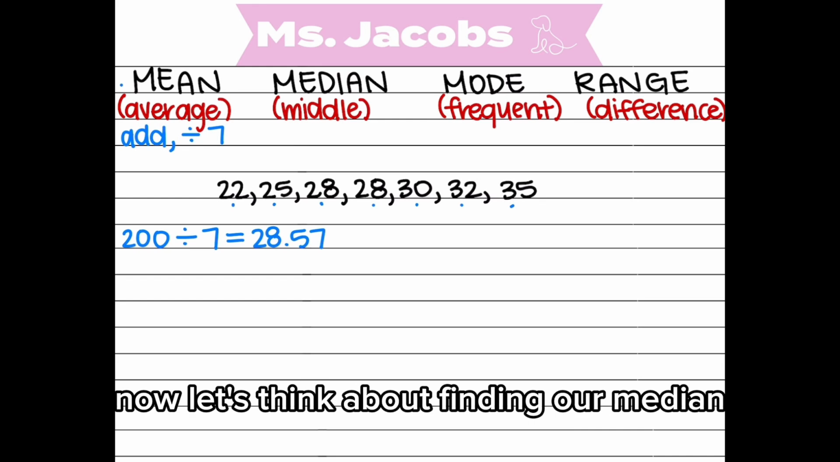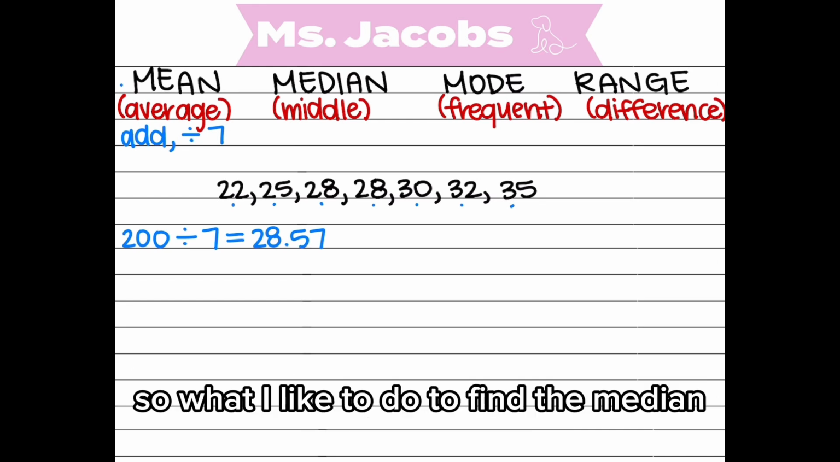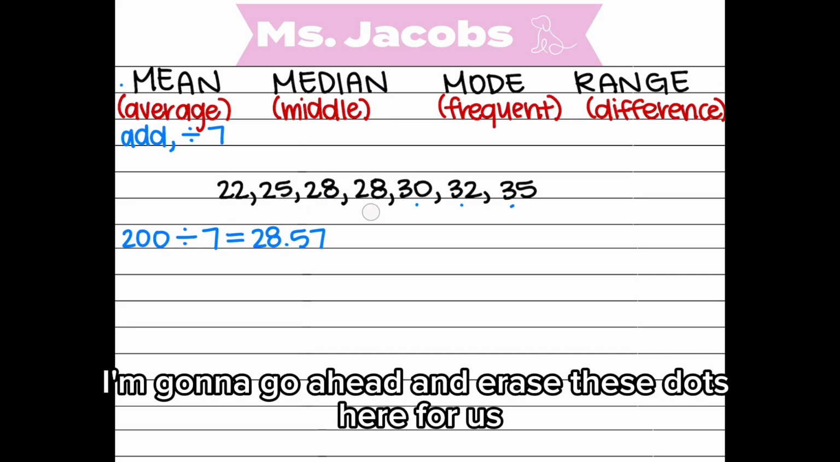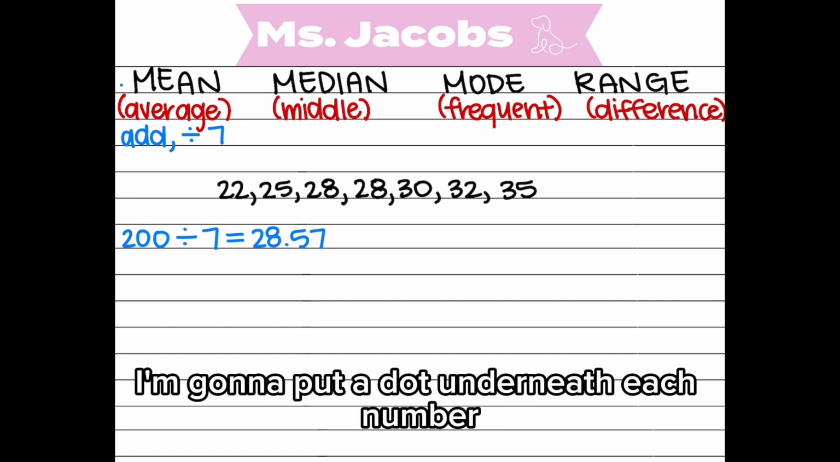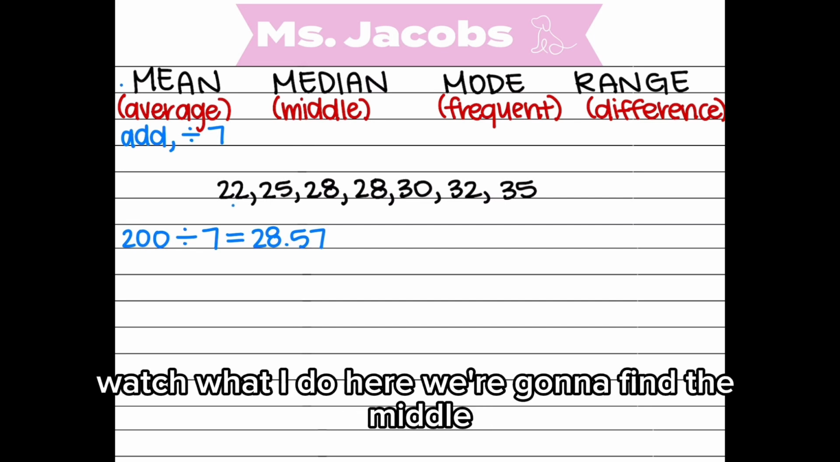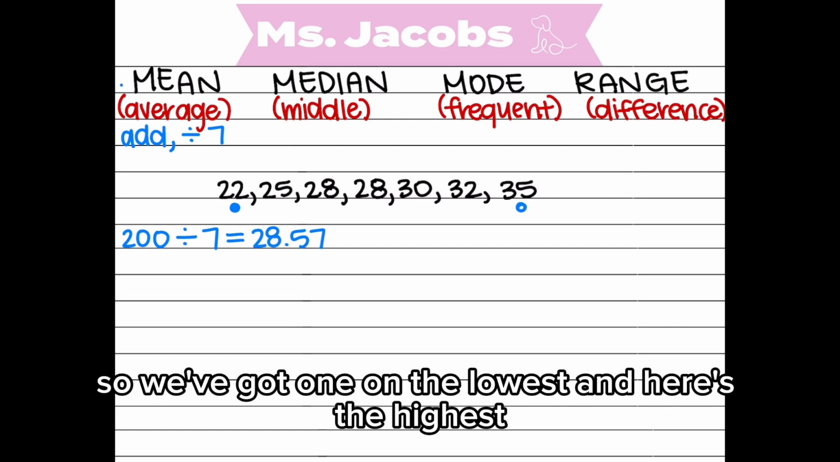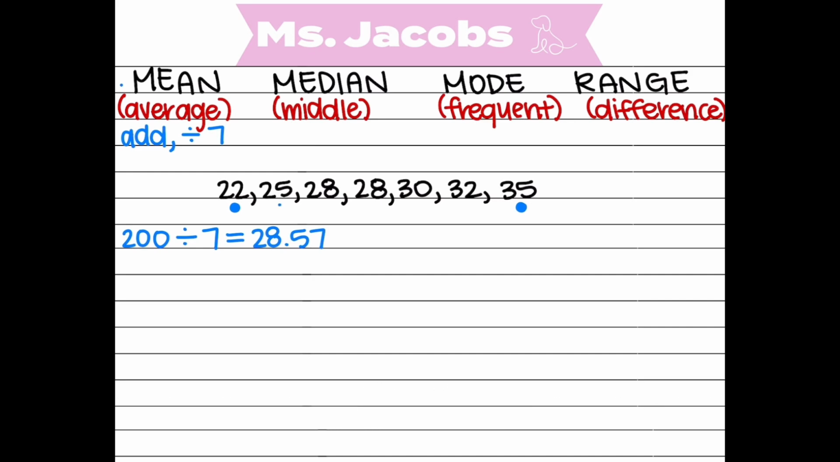Now let's think about finding our median. To find the median, we're going to think about the middle number. What I like to do to find the median, I'm going to go ahead and erase these dots here for us. I'm going to put a dot underneath each number on either side from the lowest and then to the highest. Watch what I do here. We're going to find the middle. So we've got 1 on the lowest, and here's the highest. So we see we're narrowing down where our options are for the middle.